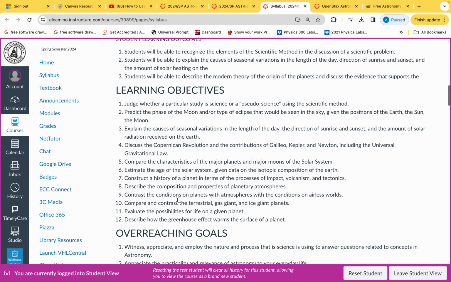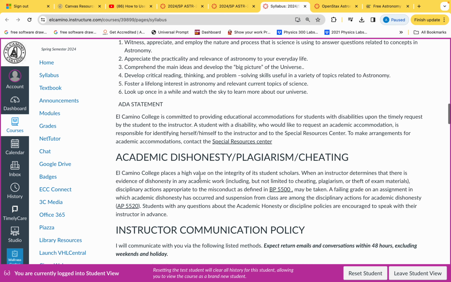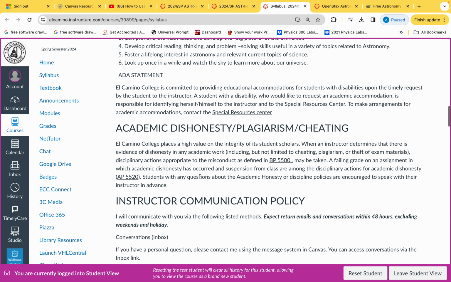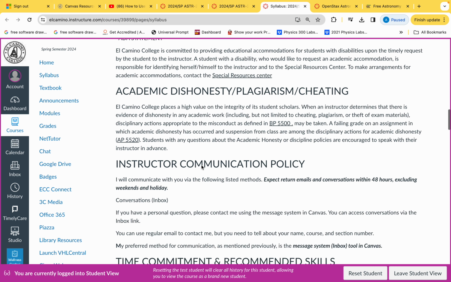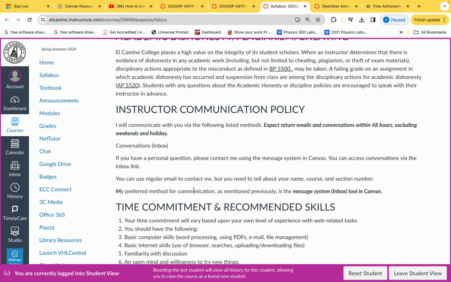Here are really our learning objectives. I don't want to maybe include them now. Okay, you're going to read them. Now, I want to talk mostly about the policies of the class.